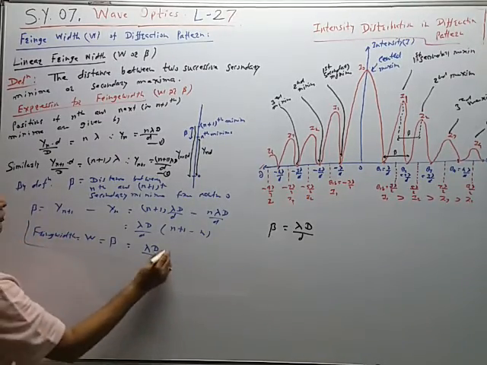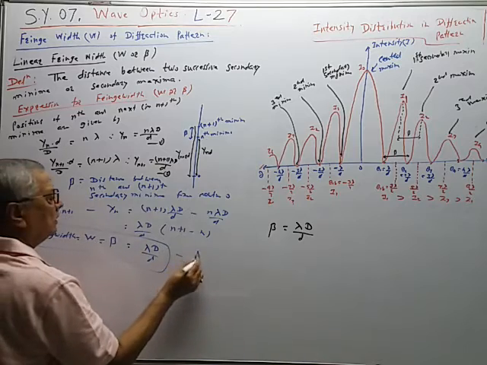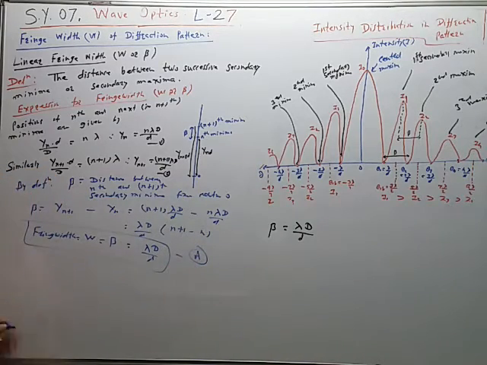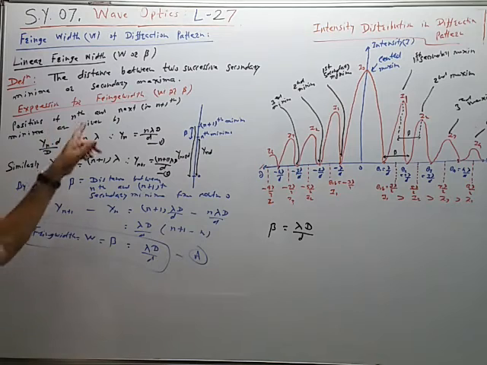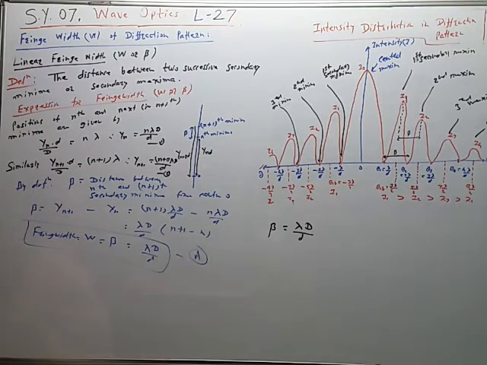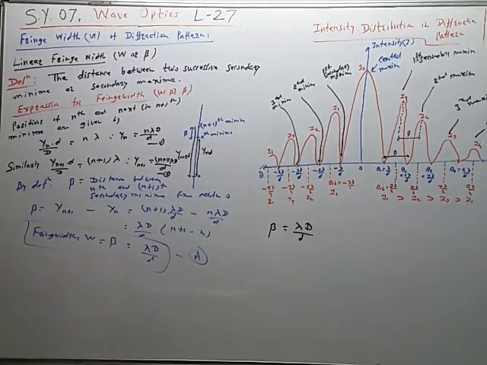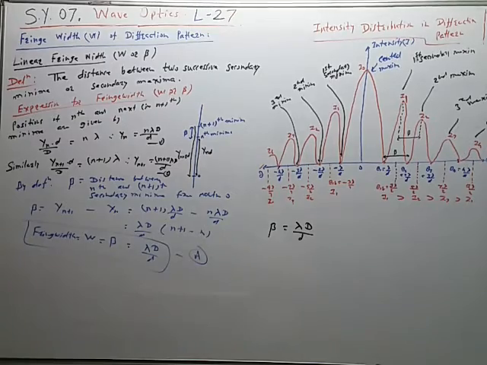So fringe width W is given by equation A. The same formula can be derived for secondary maxima also. So only one method is sufficient, but you can also use that second method. So this is the expression for the fringe width of the diffraction pattern.